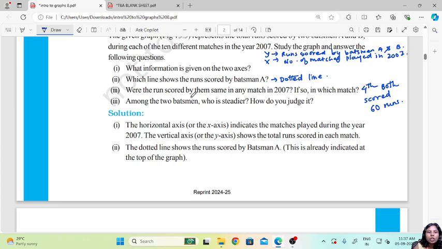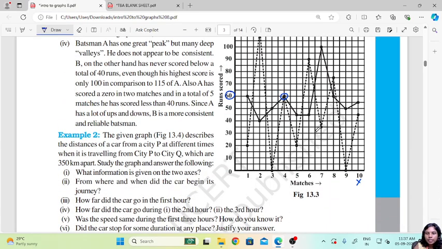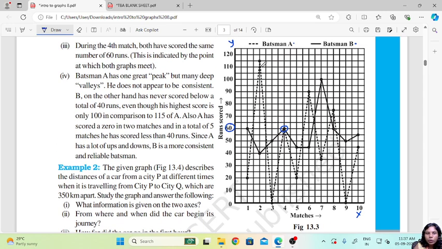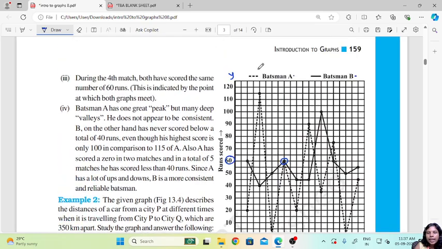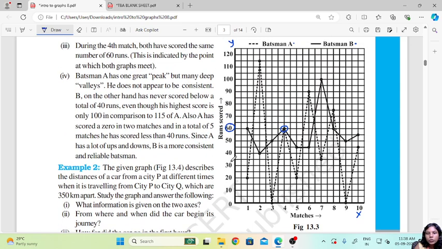Okay, now among the two batsmen, who is steadier? How do you judge it? Who is steadier, as in who has consistently given good runs? Now if you look at batsman A, he has a great peak, and he has scored maximum runs, but he also has very low depths. In that case he has not scored at all. Here he has scored a higher score, then here no score at all, 0. Then again he rises a little, and every time he was rising he was equally falling down.